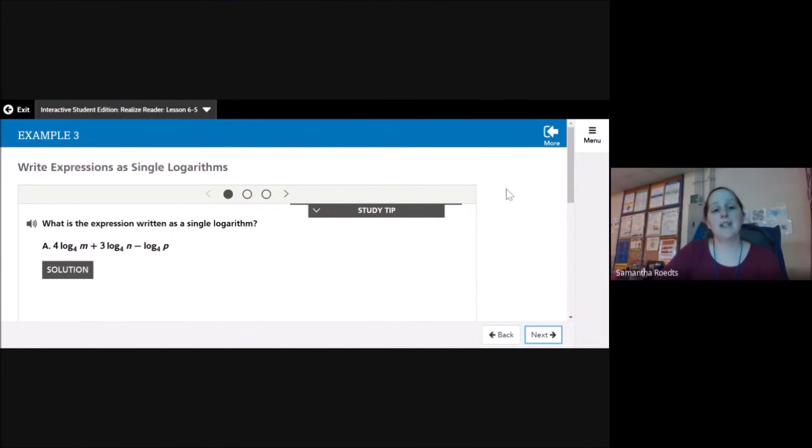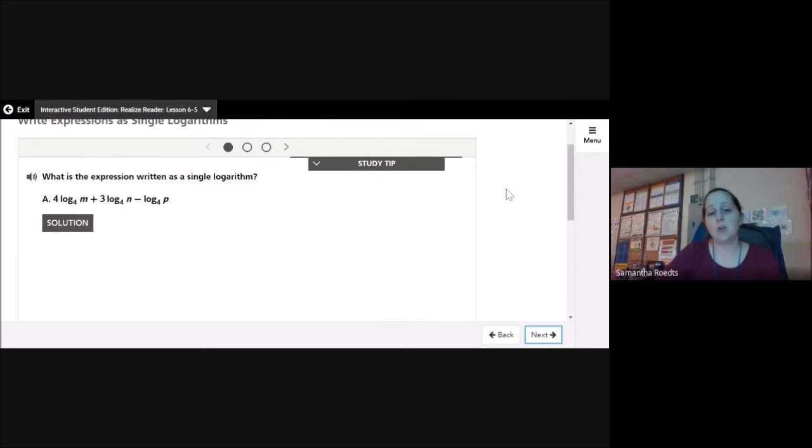Example 3, write expressions as single logarithms. So what is the expression written as a single logarithm? So what we just did in the previous example was we were expanding everything. So now we're going to shrink it down into its smallest form. So we're compressing it. Okay? That's what they mean by writing it as a single logarithm.